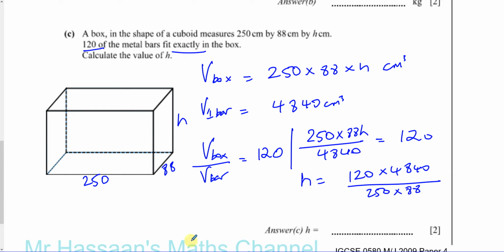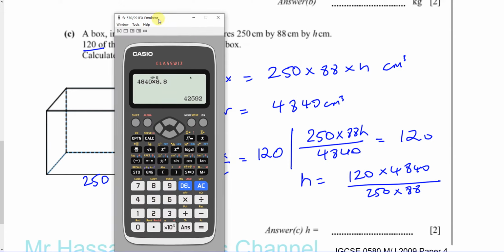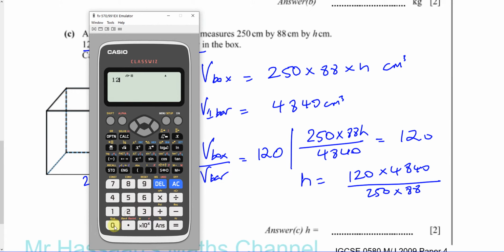And let's see what that gives us. So we're going to have 120 times 4,840 divided by 250 times 88. That will work still. One second, let me do that again. This is a proper fraction: 120 times 4,840 divided by 250 times 88.